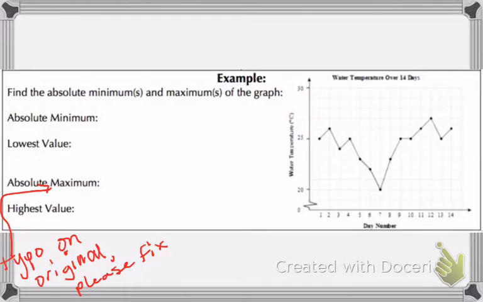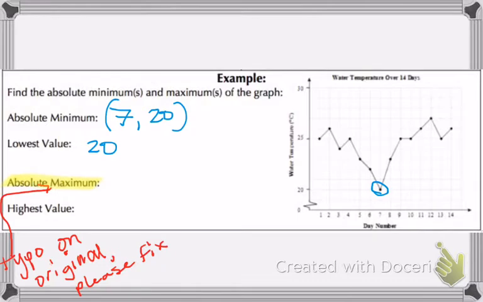Okay, so notice there was a typo on the original that I made copies of, so please fix it. This should say absolute maximum right here. I don't remember what it said before, but fix it to say absolute maximum. So the absolute minimum here is going to be this point right here. So 7, 20. And the lowest value is 20.